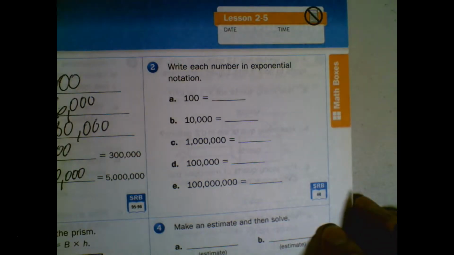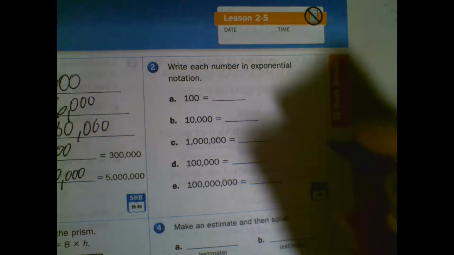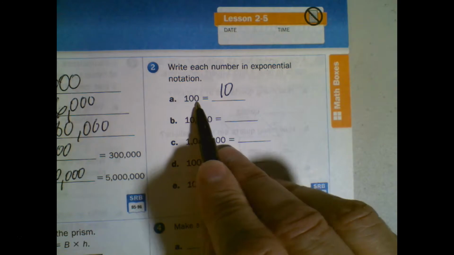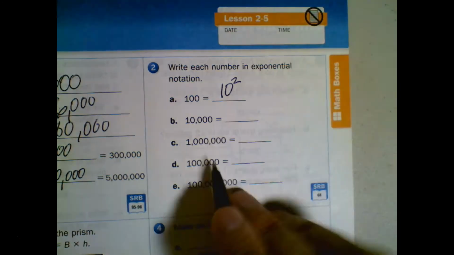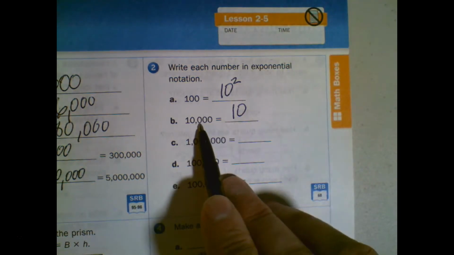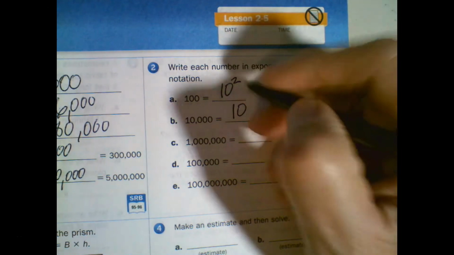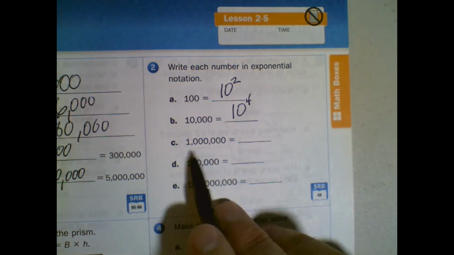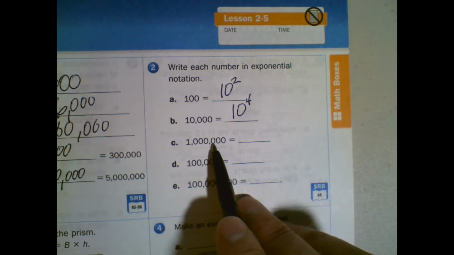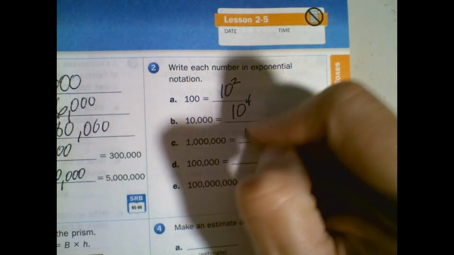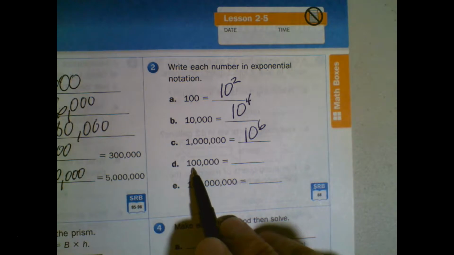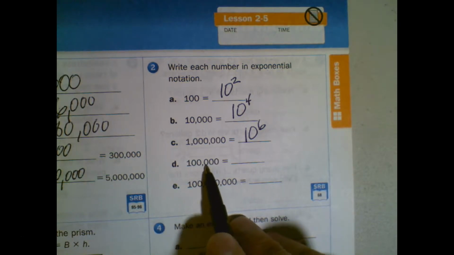Number 2, write each number in exponential notation. So 100 is 10 to the power of 1, 2. 10,000 is 10 to the power of 1, 2, 3, 4. A million is 10 to the power of 1, 2, 3, 4, 5, 6. 100,000 is 10 to the power of 1, 2, 3, 4, 5.